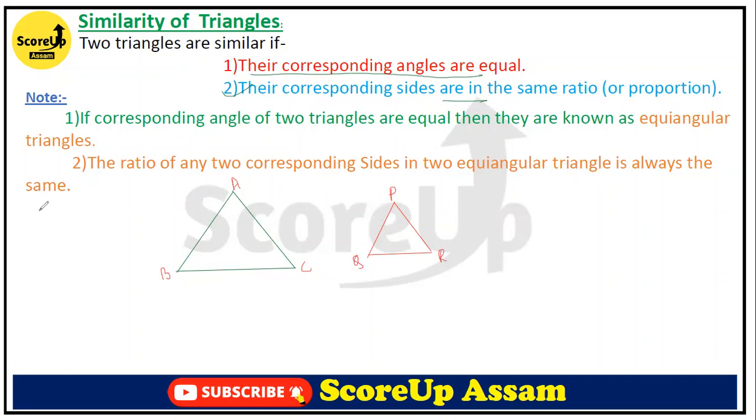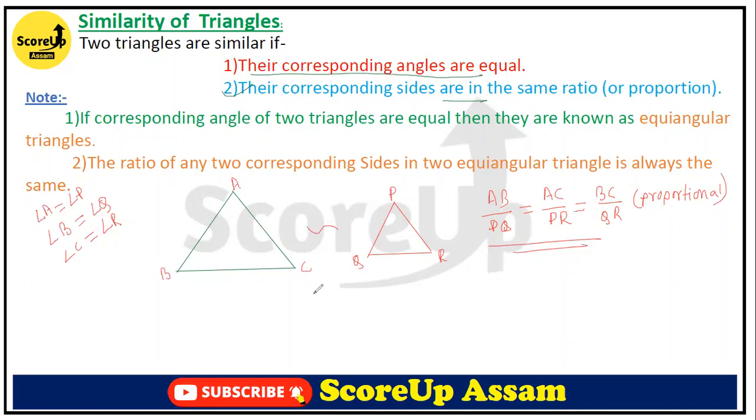Okay, corresponding angles equal means what? Angle A should be equal to angle P, angle B should be equal to angle Q, and angle C should be equal to angle R. Okay, and the corresponding sides are in the same ratio. That is, AB by PQ should be equal to AC by PR should be equal to BC by QR. That is, they should be proportional. Then we will say that these two triangles are similar. This is the criteria for two triangles to be similar.